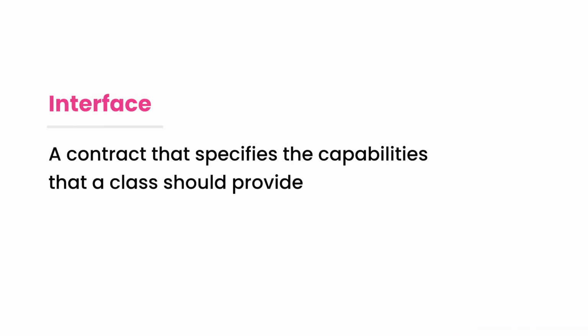Interfaces are one of the most misunderstood constructs in Java and in many other programming languages. I talked about this in detail in the second part of my Ultimate Java course that is about 4 hours long. But let me explain it very briefly. An interface is a contract that specifies the capabilities that a class should provide.